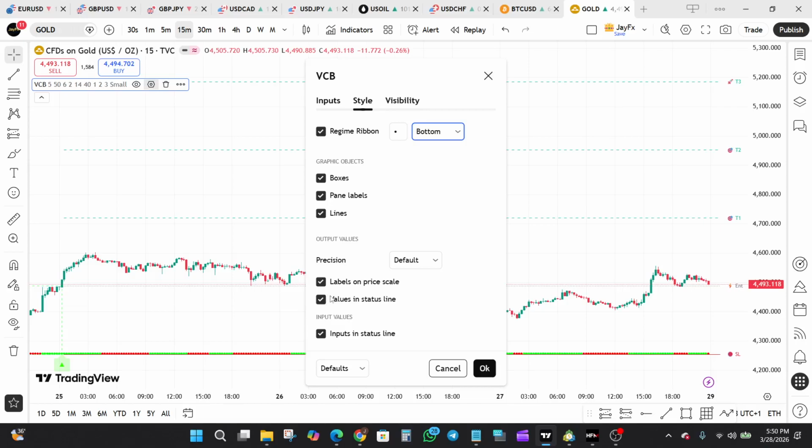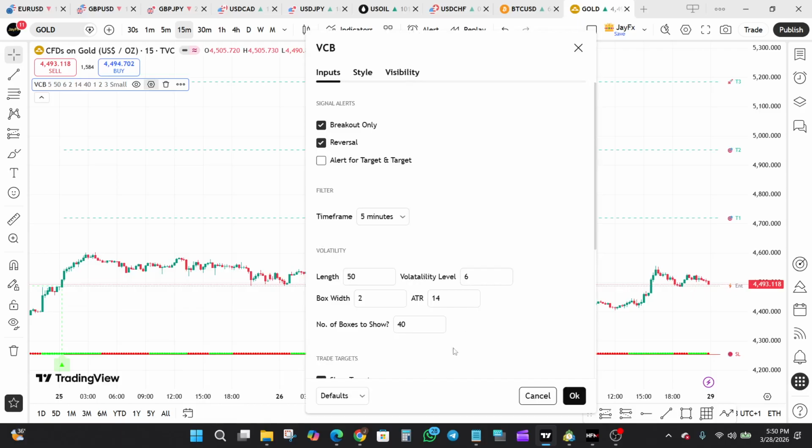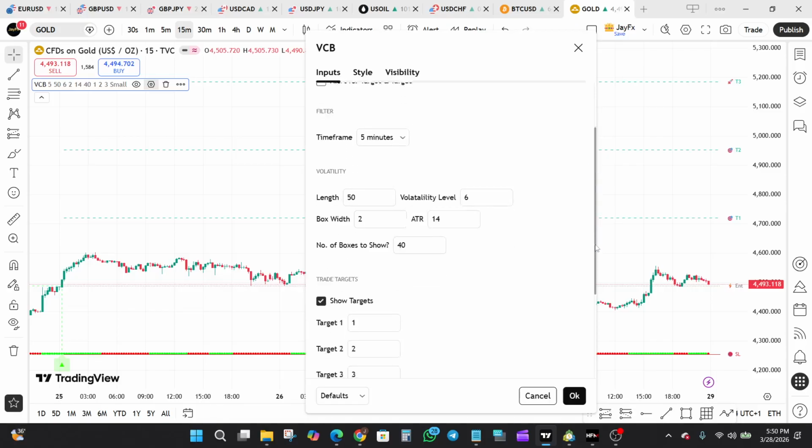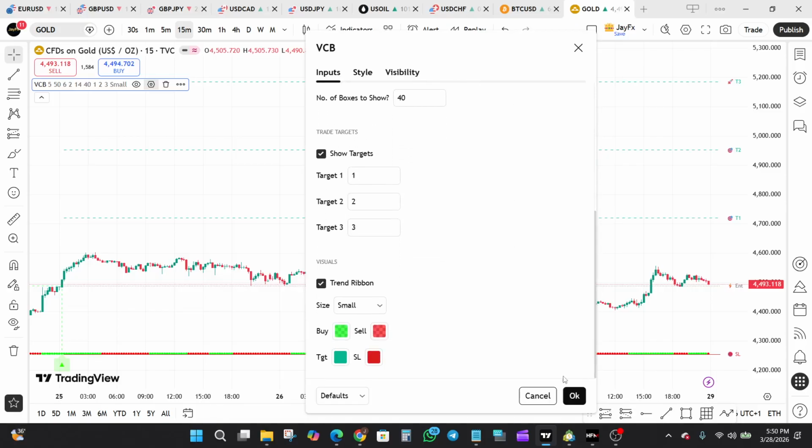You also have, if you want the labels on price scale to be checked or values and status line to be checked and all of that, right? Feel free to modify the settings according to your taste. You can see here breakout only, reversal, if you want alert for target, and then you can see all these things, right? Okay, even the colors and all, right?